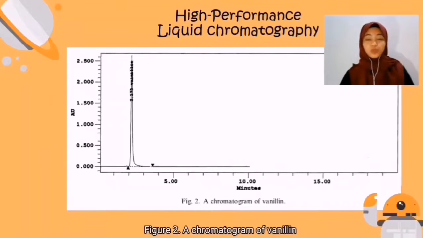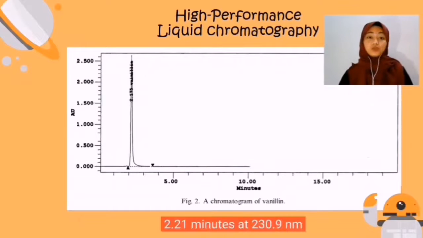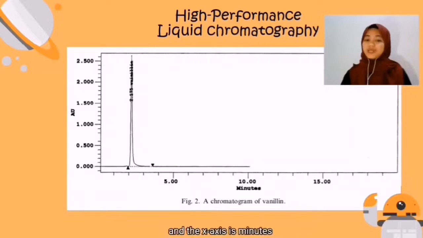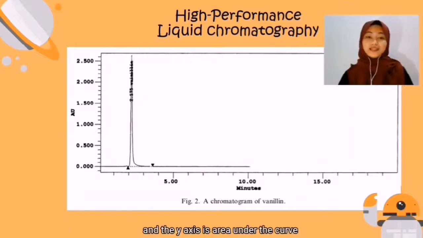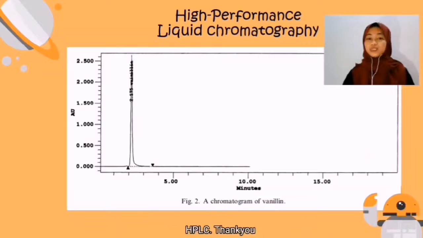Furthermore, Figure 2, a chromatogram of vanillin. From the graph, we can see that the retention time obtained for the vanillin is 2.21 minutes at 230.9 nanometer only. The x-axis is minutes and the y-axis is area under the curve. And that is all the results for the high performance liquid chromatography, HPLC.